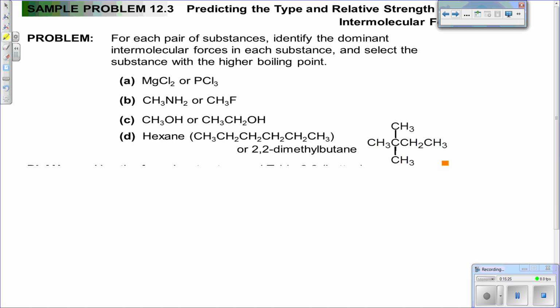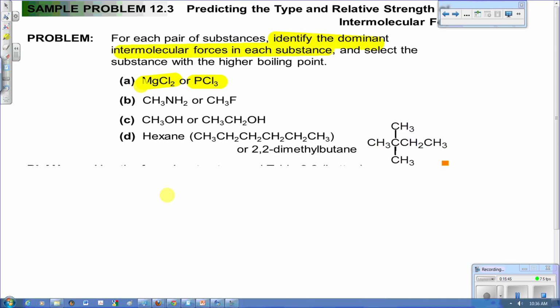Here's an example of what you have to do for the homework. They're going to ask you to do this typically a lot. So the way it works is you do this. You take two compounds and you have to figure out the difference in, so for example, I have MgCl2 and PCl3. First thing is I have to identify the dominant force in each substance.